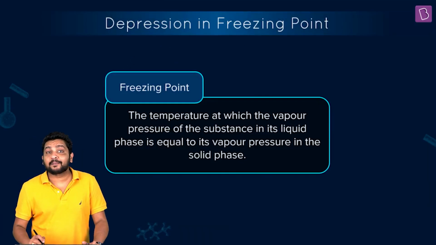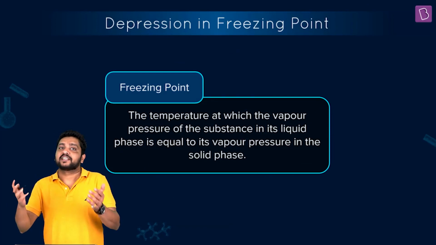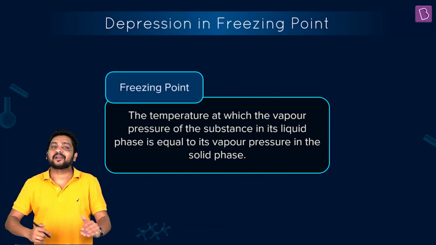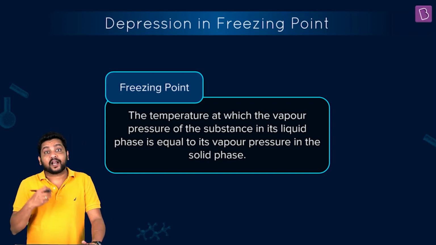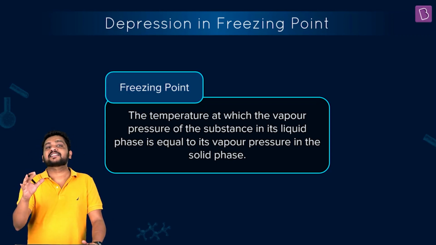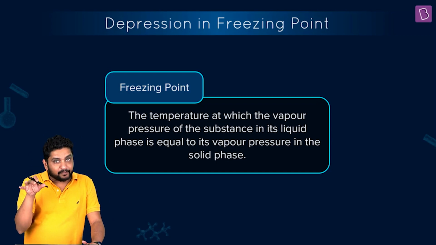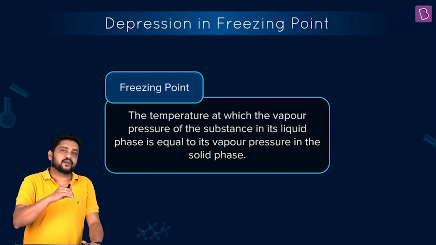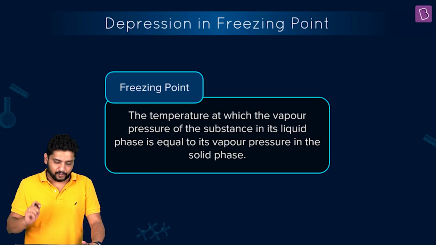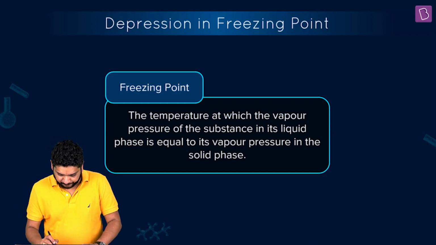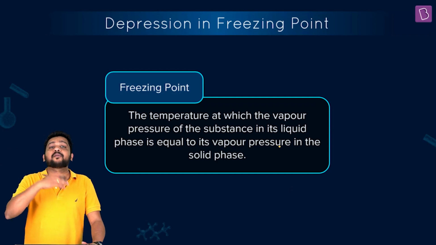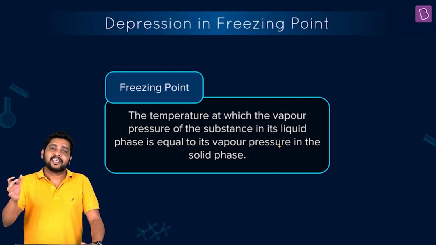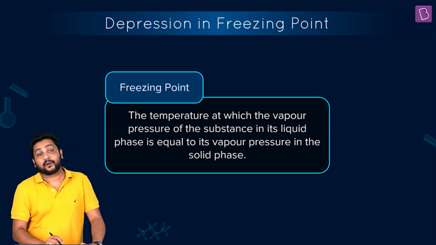So what is depression in freezing point? What is freezing point in the first place? Freezing point is that place where liquid converts to solid, right? So why does this happen? We say that the freezing point is that particular place where the vapor pressure of the solid will be equal to the vapor pressure of the liquid. That is where we say that freezing point is there, right?